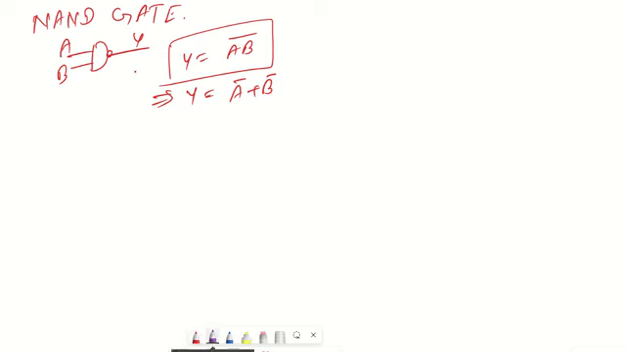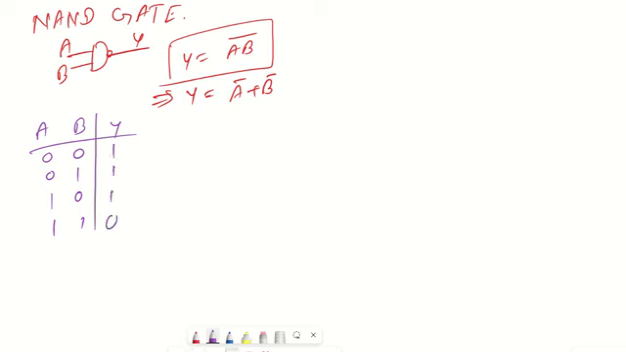So what is the truth table for this? You can have A, B, Y, and my inputs can be 0 0, 0 1, 1 0, 1 1. Now my Y will be the opposite of AND gate, right? Whenever either or both of the inputs were 0 in AND gate, the output was 0. Now in those cases it will become 1. So 1, 1, 1 and this will become 0. So this is the thing.